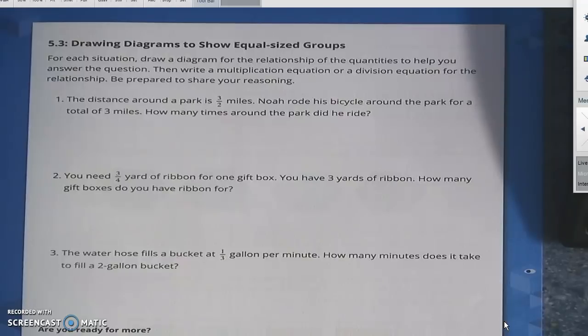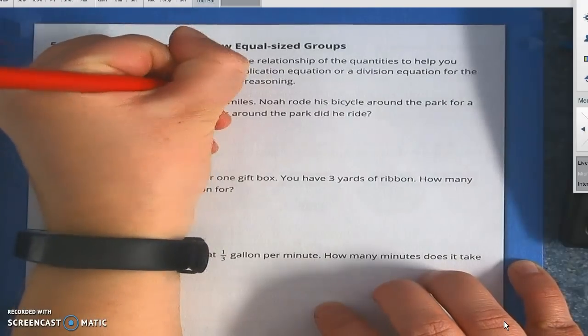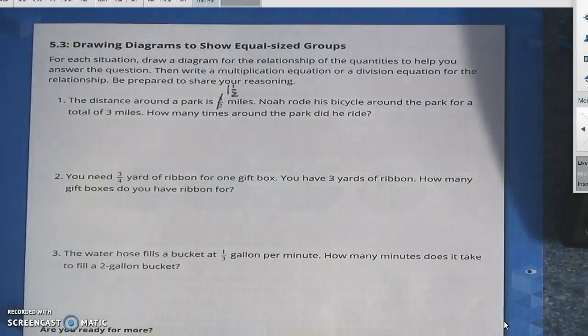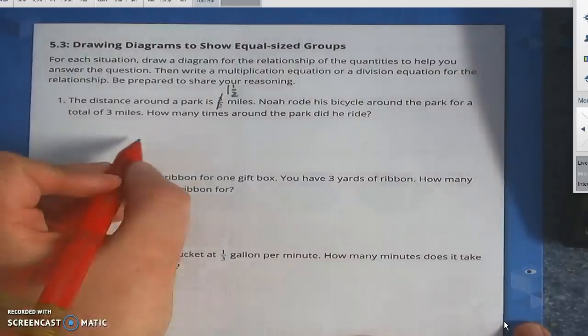Number 1 says the distance around a park is 3/2 miles, and we talked about how 3/2 is also the same as 1 1/2. Noah rode his bicycle around the park for a total of 3 miles. How many times around the park did he ride?